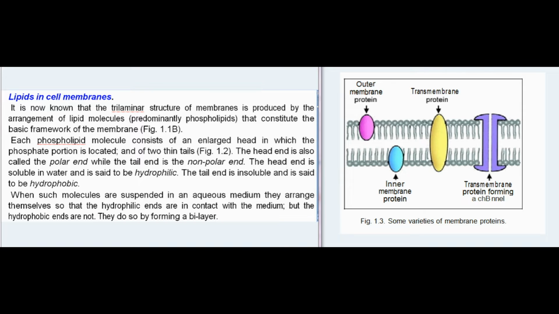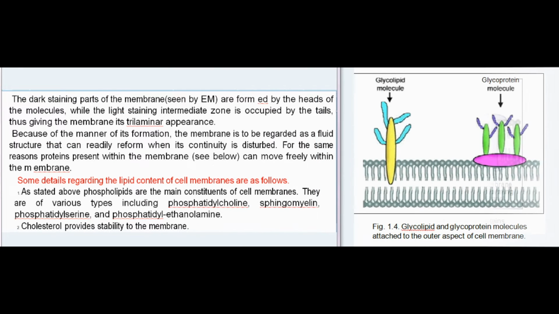The head end is soluble in water and is said to be hydrophilic. The tail end is insoluble and is said to be hydrophobic. When such molecules are suspended in an aqueous medium, they arrange themselves so that the hydrophilic ends are in contact with the medium, but the hydrophobic ends are not. They do so by forming a bilayer. The dark staining parts of the membrane, seen by electron microscopy, are formed by the heads of the molecules, while the light staining intermediate zone is occupied by the tails, thus giving the membrane its trilaminar appearance.